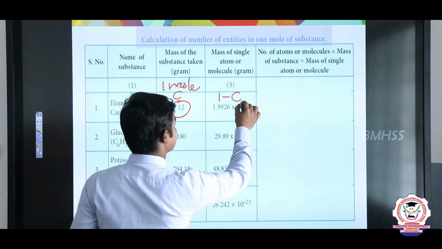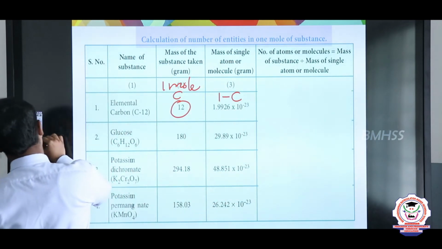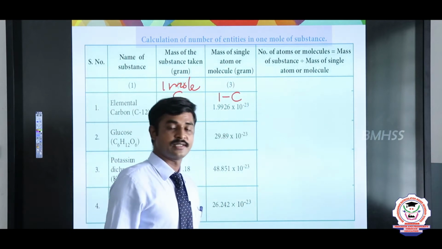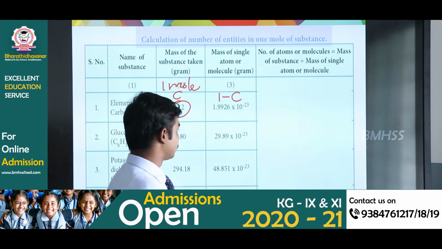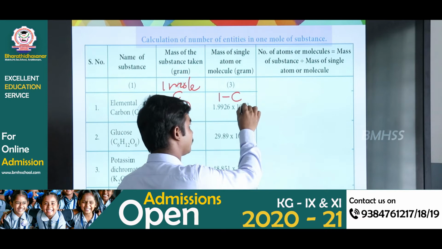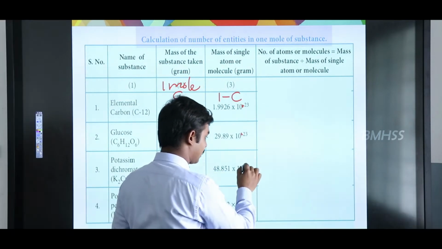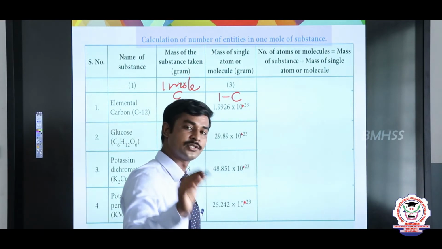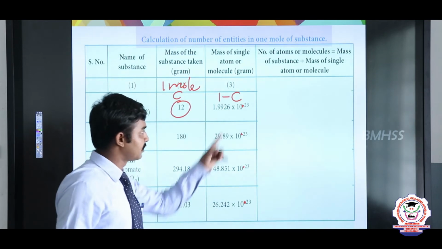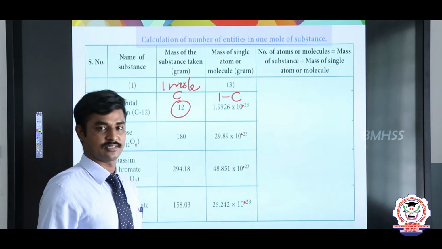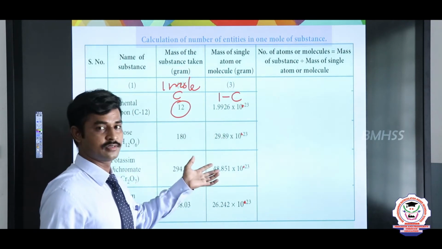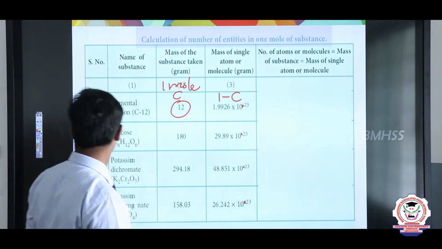note a point. In your book, they have mistakenly given the number 23 as negative, but that is wrong. Don't get confused when you see it in your textbook. The 10 power plus 23 is the right answer, because it's a number. Gram. Okay.